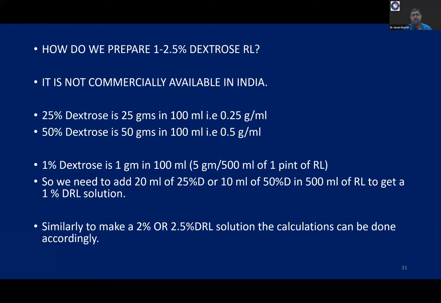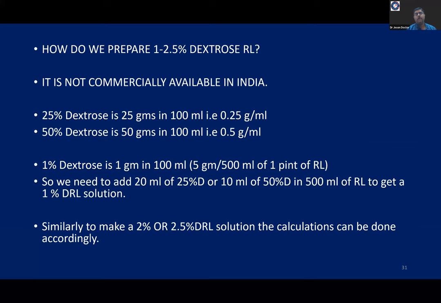So how do we prepare it? This is not commercially available in India. One ampule of 25% dextrose, of 25 ml or 20 ml, has 25% meaning there are 25 grams in 100 ml, so each ml will be 0.25 grams. Similarly, if you are using 50% dextrose, each ml will have 0.5 grams of dextrose. For 1%, you need 1 gram in 100 ml or 5 grams in 500 ml of Ringer lactate. That means you need to add nearly 10 ml of 50% or 20 ml of 25% dextrose in 500 ml of Ringer lactate to give a 1% DRL solution.